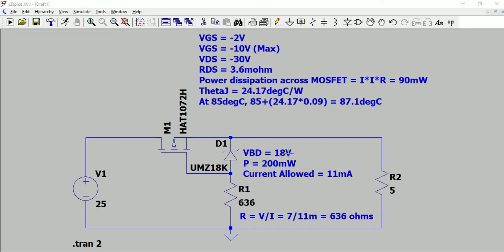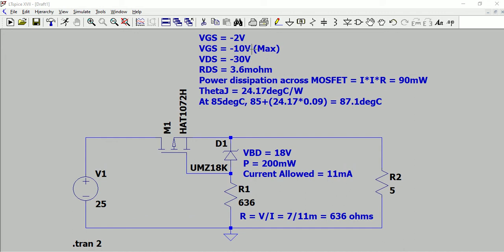So why we have selected an 18 volt Zener diode here is, once we give 25 volts here, what happens is immediately, because of the body diode, there will be 25 volts that will be seen at the source, and slowly when 25 volts is seen here, this gate starts charging, and slowly this potential will increase. So this potential should be increased such that the gate voltage should not go beyond minus 10 volts.